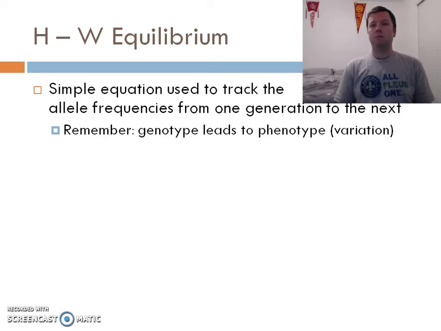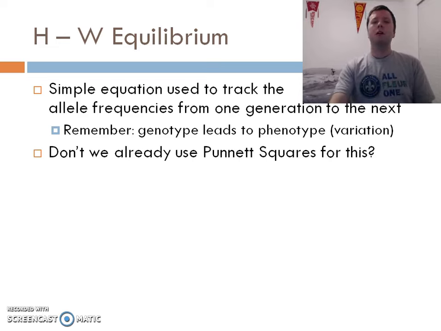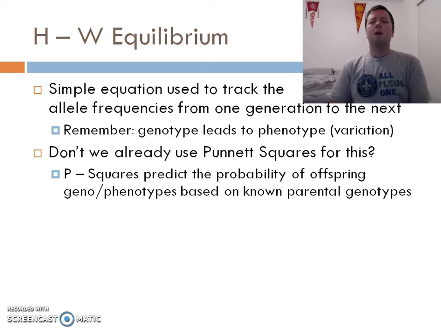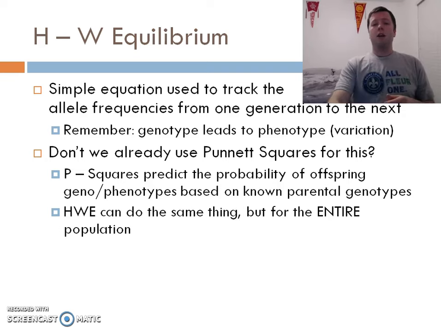That's the end result. Genotype leads to phenotype, and the phenotype is where we're going to see most of our variation, the expression of those genes. We know that variation can be structural, physiological, and behavioral. So don't we already use Punnett squares for this? Like I said earlier, Punnett squares predict the probability of offspring genotypes and phenotypes based on known parental genotypes. Or even if you're doing a test cross to find an unknown parental genotype, you at least know the offspring genotype already. So this is based on knowns, right?